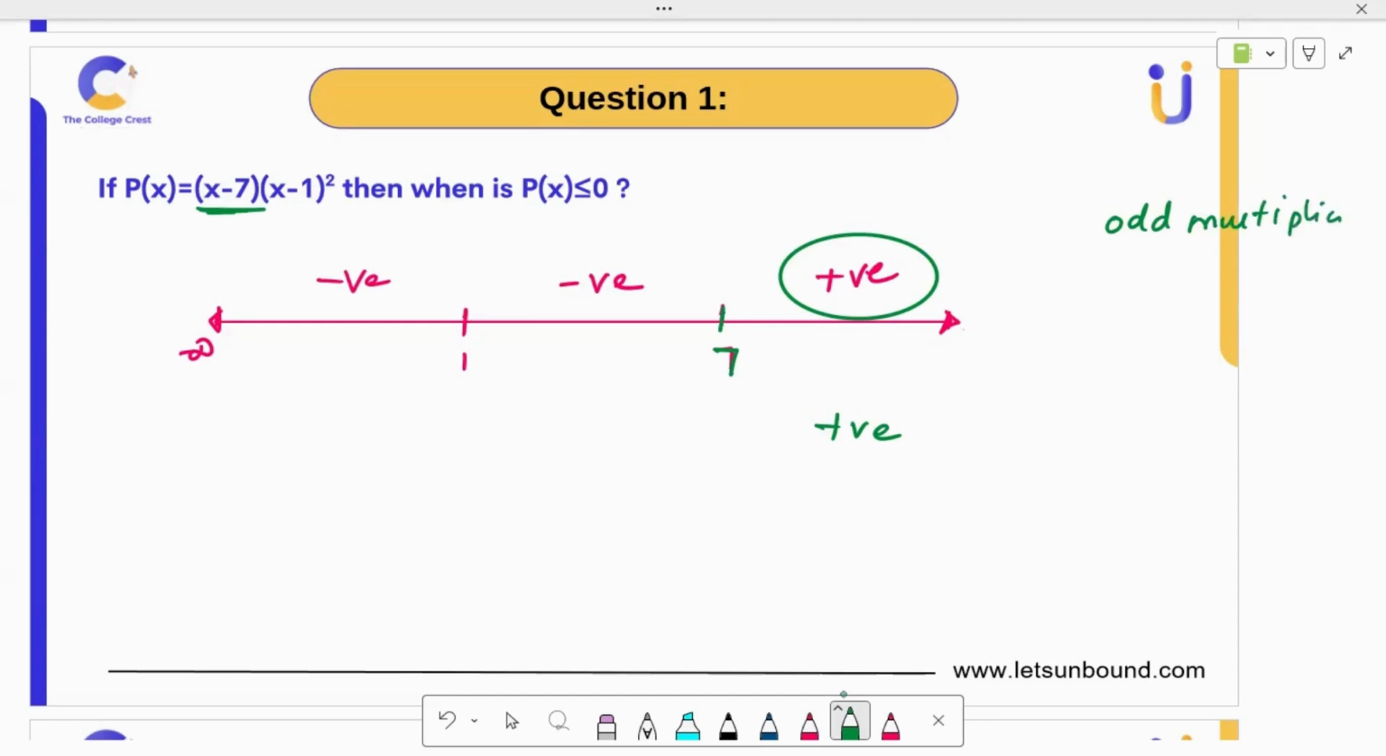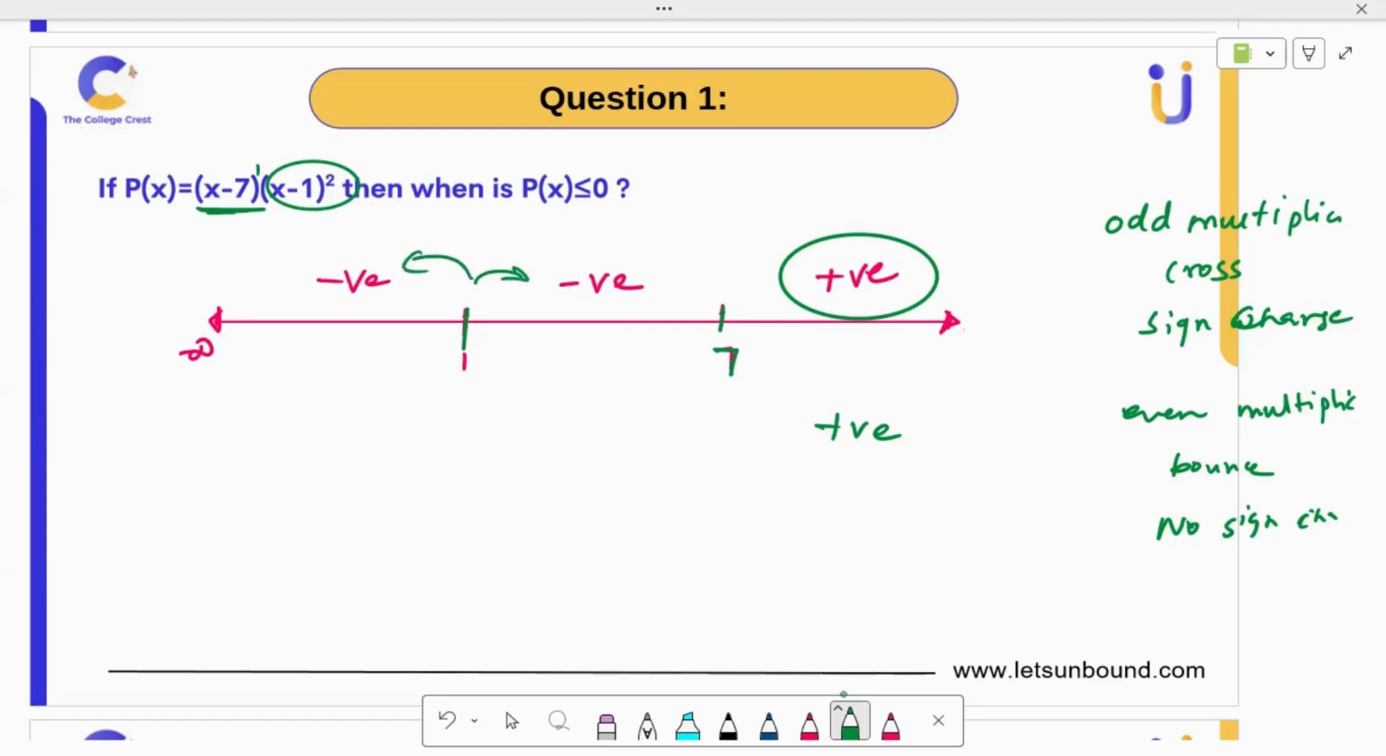That is what we learned, right? Cross means sign change. The sign will change. Okay. Then even multiplicity means bounce, that means no sign change. Okay. So I'm crossing 7. Its factor has odd multiplicity, because it's 1, right? Odd, so positive changes to negative. Then I'm crossing 1, and 1 has even multiplicity. So whatever it previously was, negative, the same sign will be carried forward here too. Right. So this is how we can easily do this without doing substitution every time.